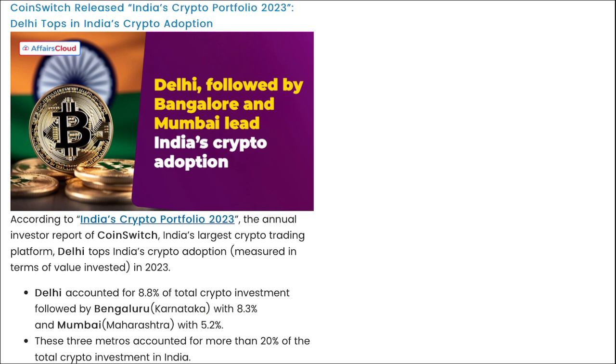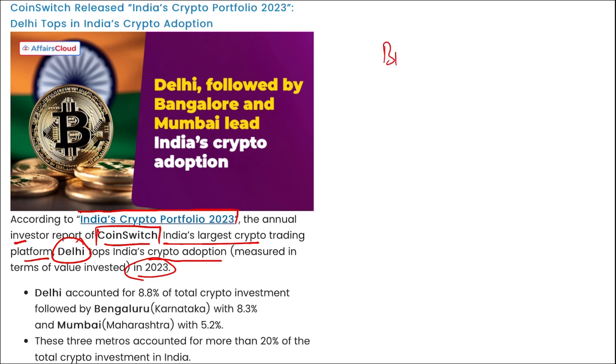Then remember, this is India's Crypto Portfolio 2023. This is an annual investor report released by CoinSwitch, that is India's largest crypto trading platform. And Delhi has topped India's crypto adoption in 2023. Correct? Mark this. Then apart from this, Hyderabad 3.8%, Pune Maharashtra 2.7%, Gurugram Haryana 2.2%, right? Jaipur with 1.9% and so on.